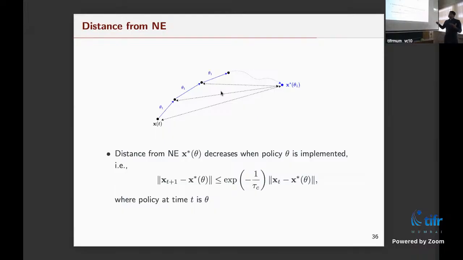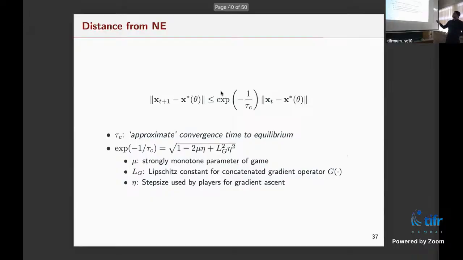So that's where the good part of a strongly monotone function comes in, which is basically that exponential convergence. If the policy at time t was theta, that means that the x at time t plus 1 is closer to the actual Nash equilibrium as compared to the actions at time t. This tau c is defined as e power minus 1 by tau c so that it has some physical intuition and shows up nicely in the regret expression, which I will show later. But it can be thought of as an approximate convergence time. This is the exact calculation for it. We don't need to go through it.